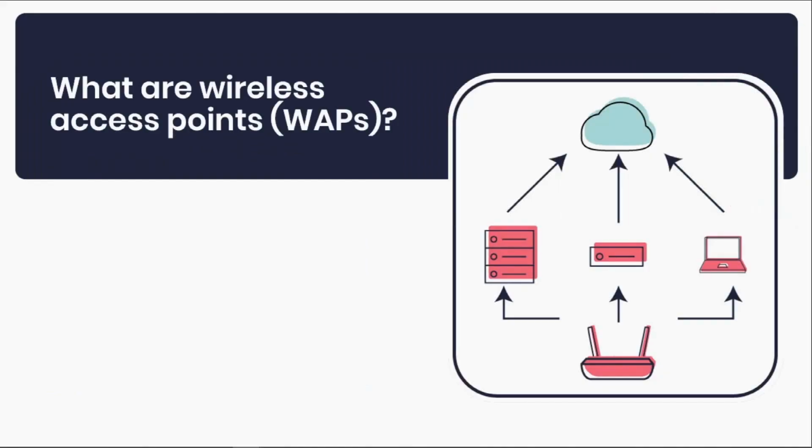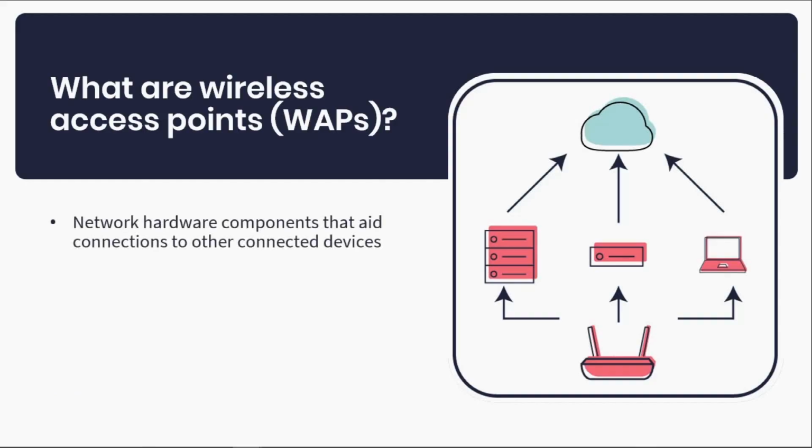We said earlier that a wireless network depends on wireless network devices, such as a wireless router or wireless access point. We've chatted about wireless routers. So what exactly are wireless access points? Wireless access points are network hardware components, either a single device or a built-in component in a router that aid connections to other connected devices.